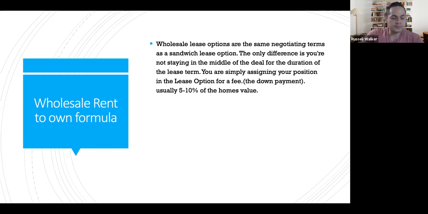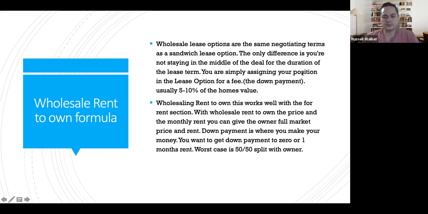Usually we're asking maybe 5% to 10% of the retail value of the home for down payment. So if the property is worth 200,000, 10% is we can get up to 20,000, or even 10,000 to 20,000 is what we usually ask for down payment.